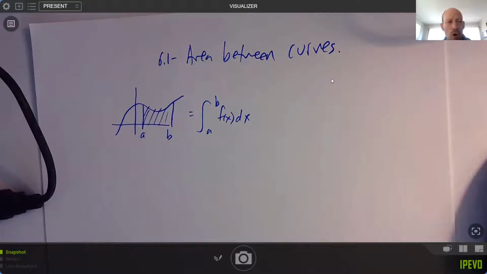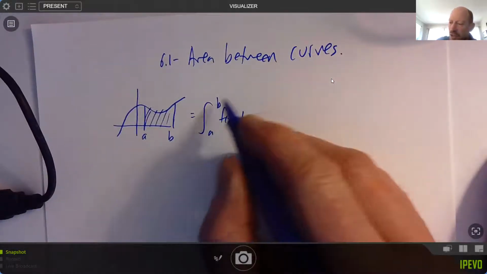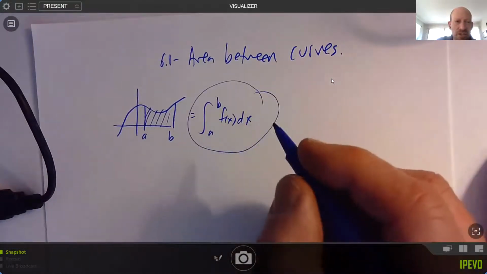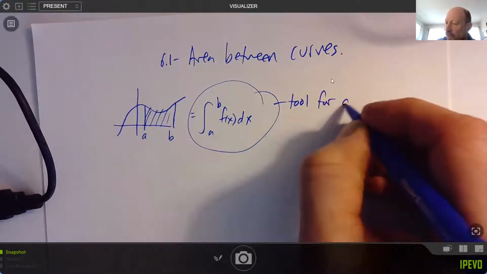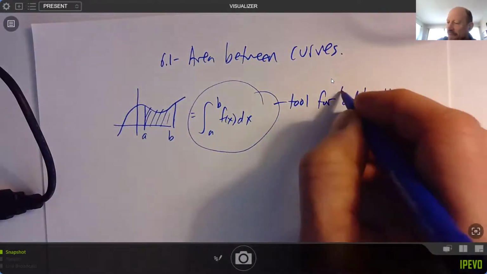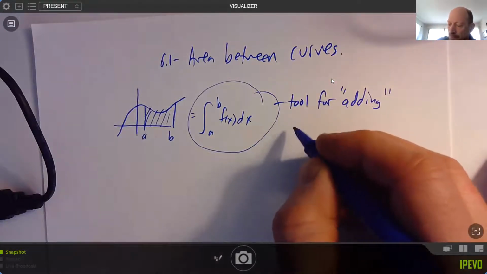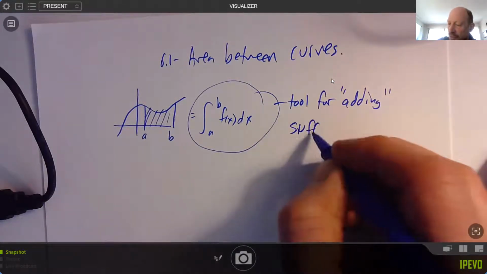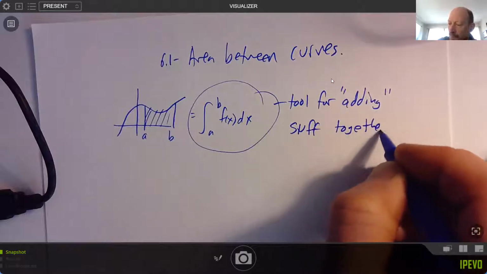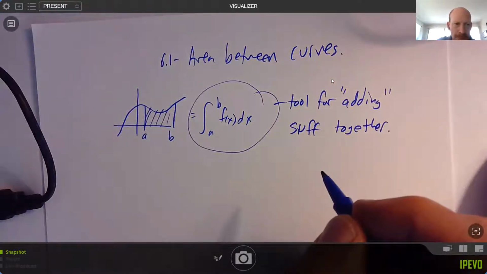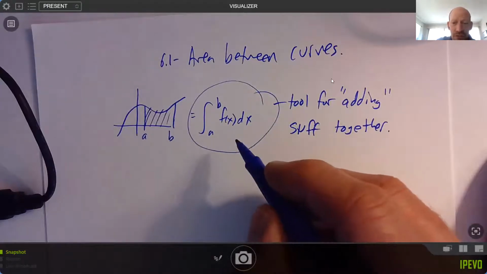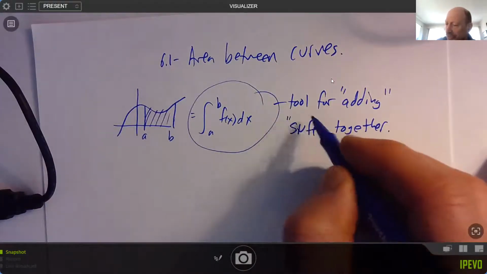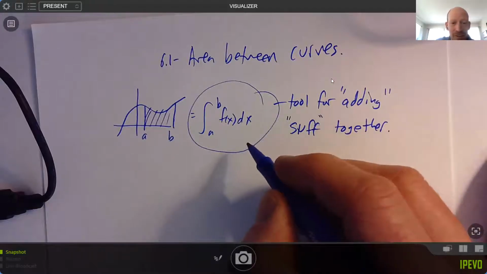So what I'm hoping we get to at the end of chapter 6 is that we see this expression not just as area under the curve, but as a tool for adding, let's say, stuff together. I should probably put quotes around stuff, right? None of this is very mathematical at this point.